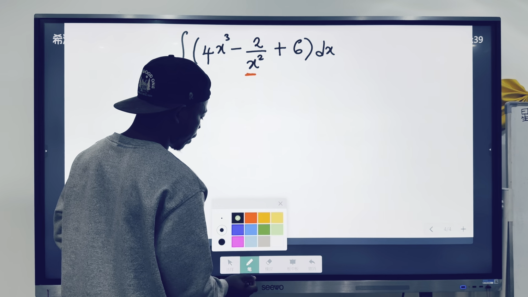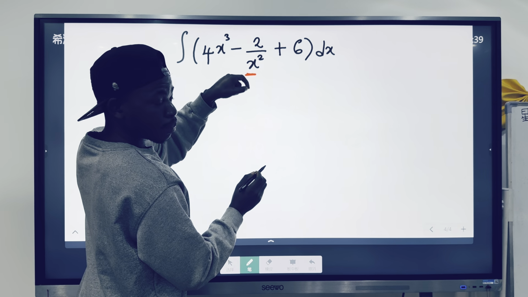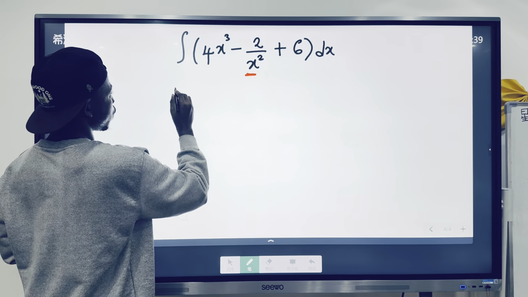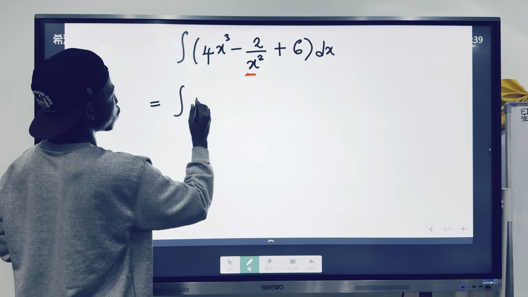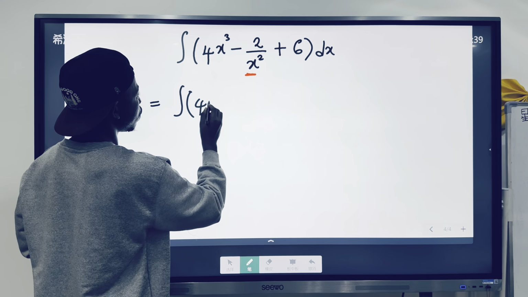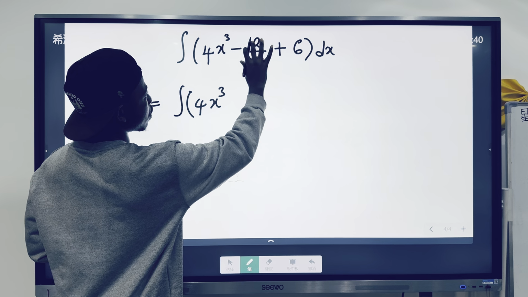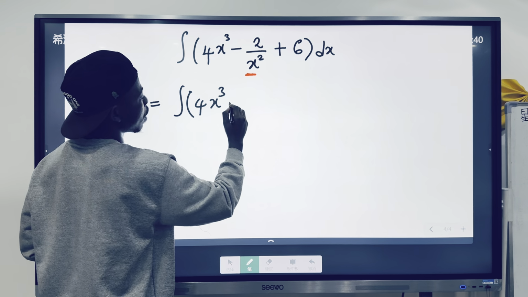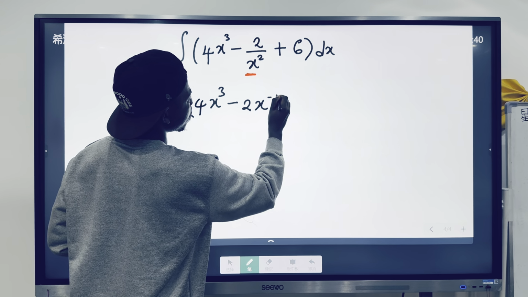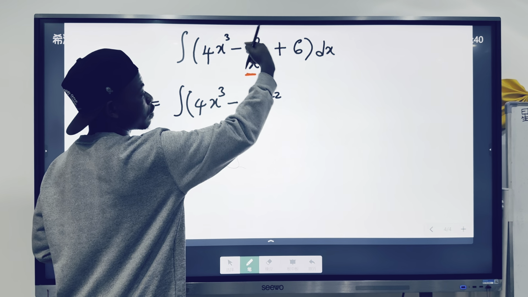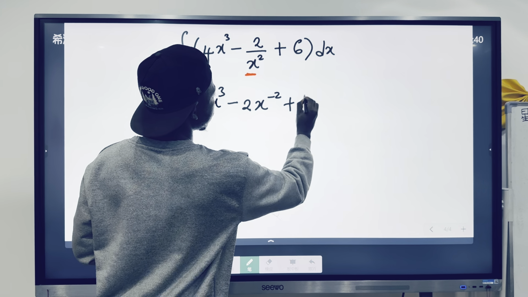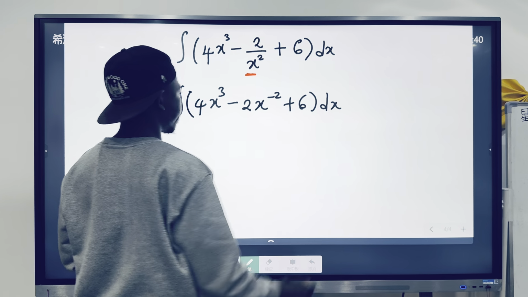You need to observe here that this is in the bottom, so we take it to the top. So first of all, it will be the integral of 4x to the power 3. This, you change the form of that one, becomes negative 2x to the power negative 2. Remember, it's positive at the bottom, so it becomes negative. Then plus 6 and dx, like that.